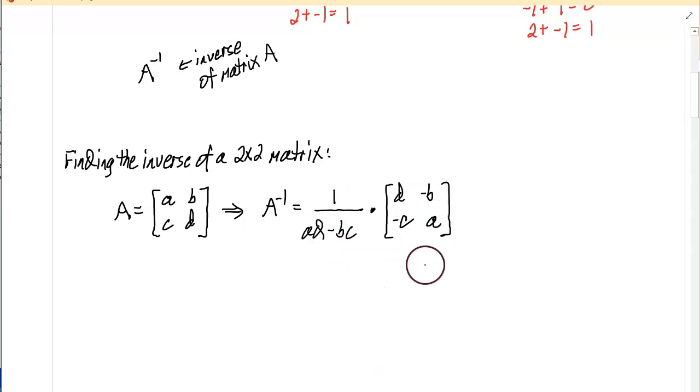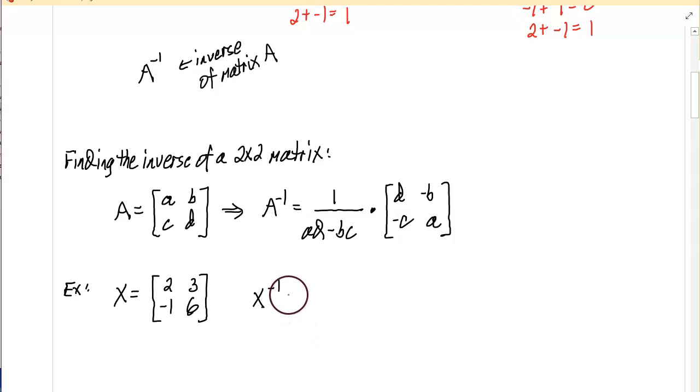This math formula is what we use to find the inverse of a 2 by 2 matrix. Let's say we have a matrix called matrix X, and it contains these four numbers: 2, 3, negative 1, and 6. And we want to find the inverse of matrix X.